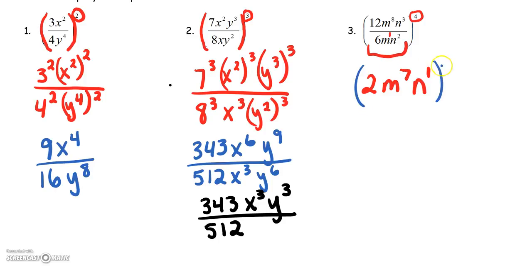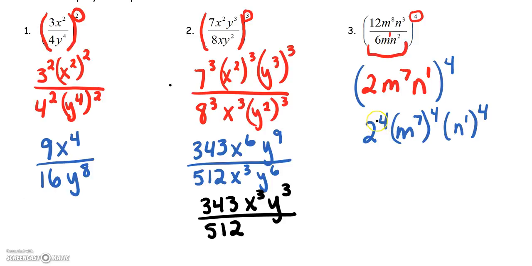Now don't forget that this is all to the 4th power. So we'll handle that now. If an entire expression is to the fourth power, we're going to take each and every component to the fourth power. So we'll take 2 to the fourth power, we'll take m to the 7th to the fourth power, and we'll take n to the 1st to the fourth power.